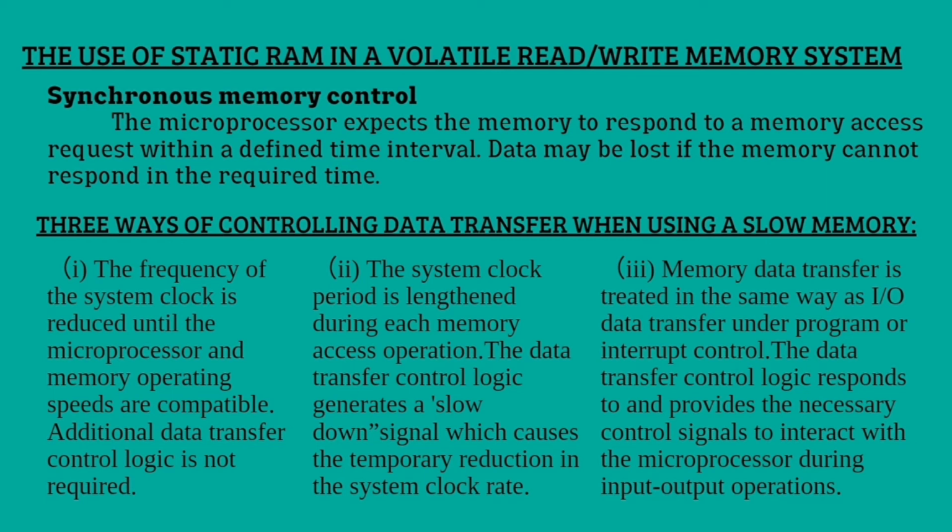And number two, the system clock period is lengthened during each memory access operation. The data transfer control logic generates a slowdown signal which causes a temporary reduction in the system clock rate. And last, number three, memory data transfer is treated in the same way as input or output data transfer under program or interrupt control. The data transfer control logic responds to and provides the necessary control signals to interact with the microprocessor during input or output operations.